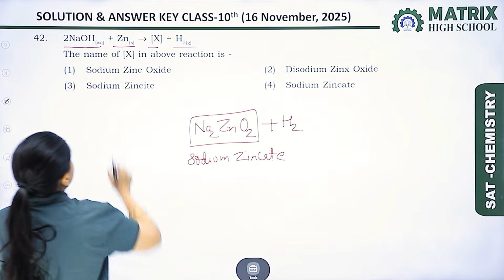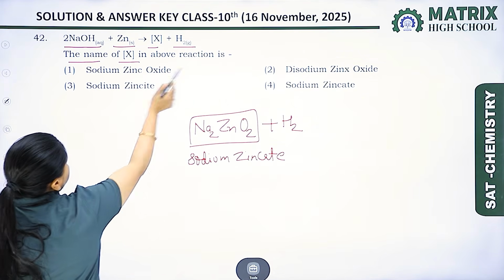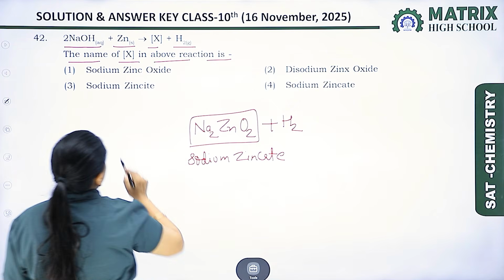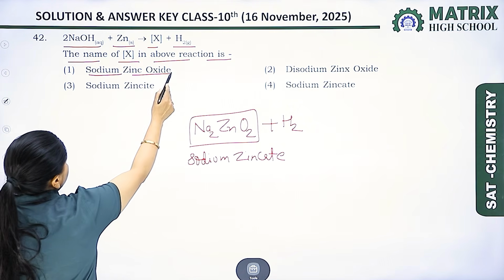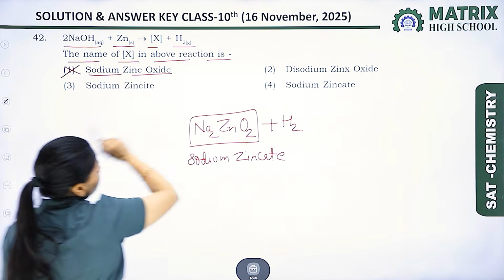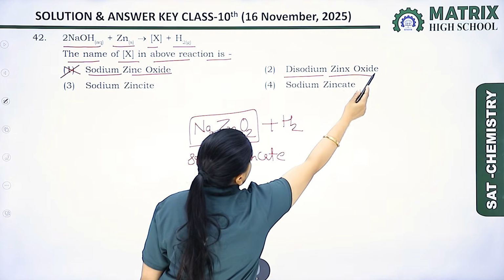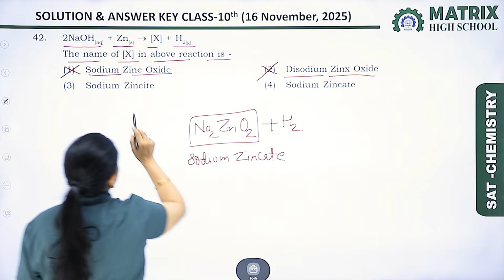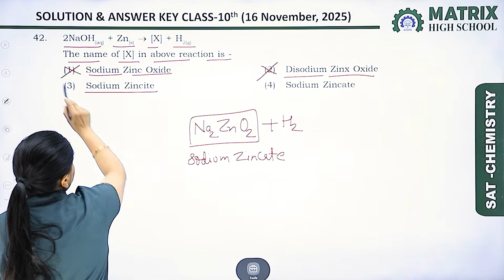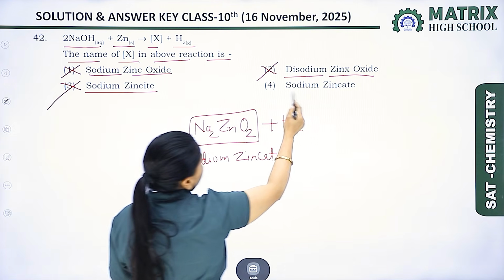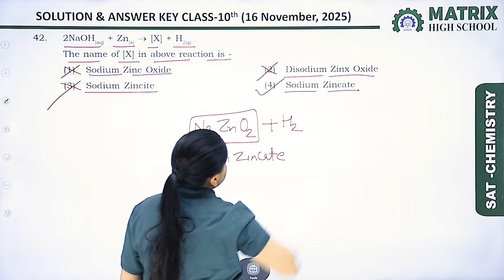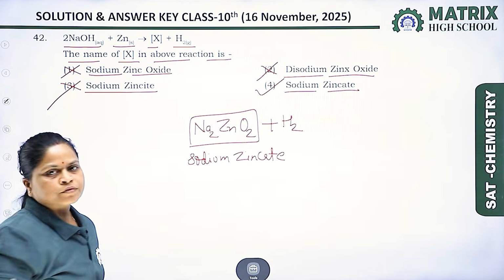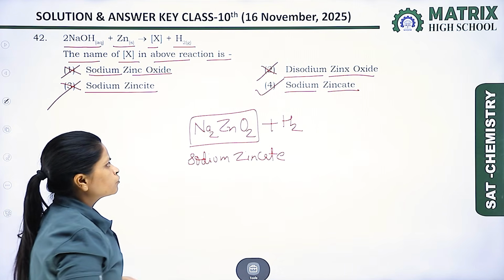Now the name of X in the above reaction is: first, sodium zinc oxide, no, it is wrong. Disodium zinc oxide, this is again wrong. Sodium zincite, this is again wrong. Sodium zincate, yes, this is the correct answer of the question, option 4.